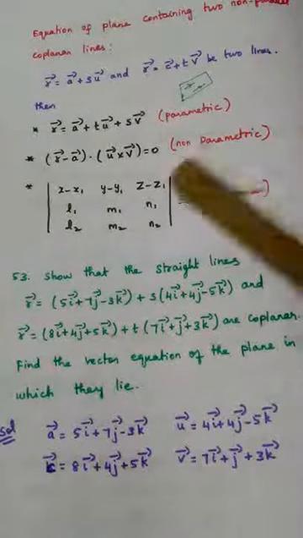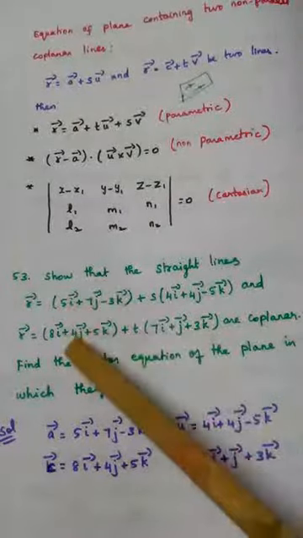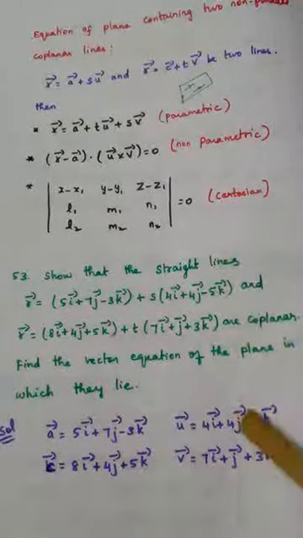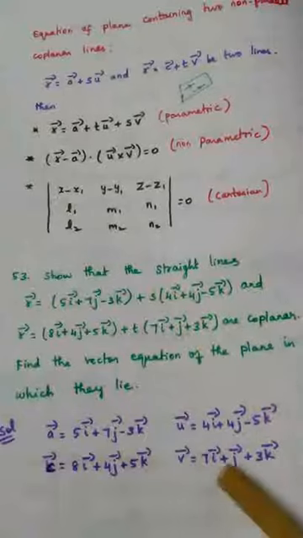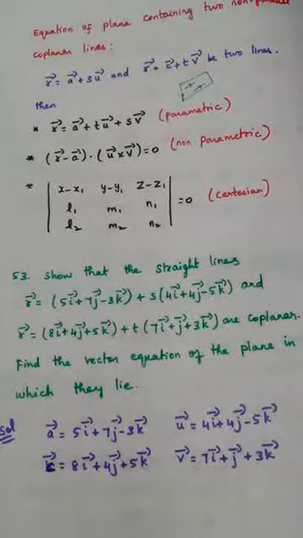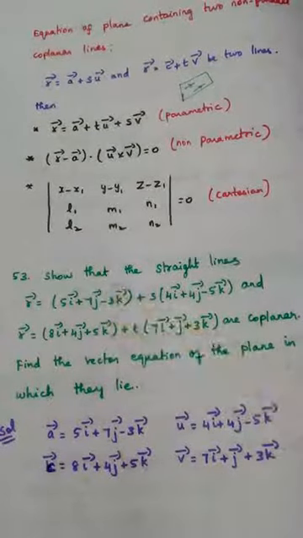Hope it is clear up to this. This is a point on the first line, A vector. Point on the second line, C vector. Parallel vector of the first line, U vector. Parallel vector of the second line, V vector. So we have written A, U, C, V. What we have to prove actually is that the two lines are coplanar. Can you tell what is the condition for coplanar?